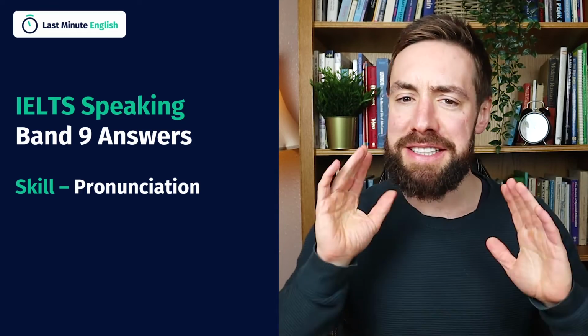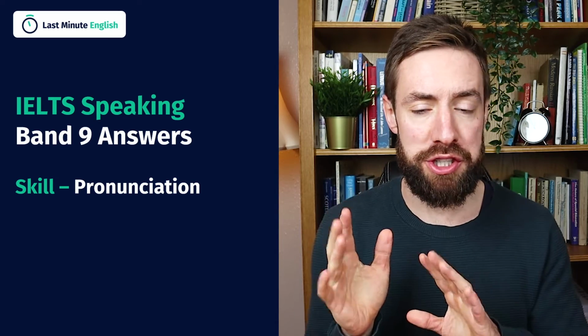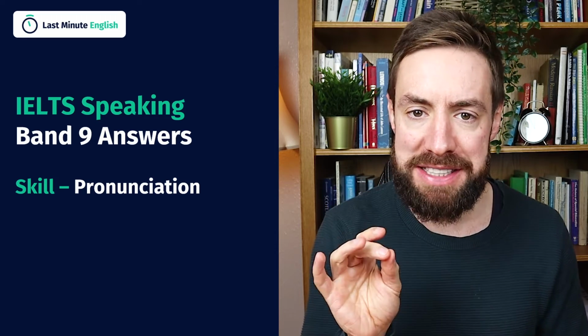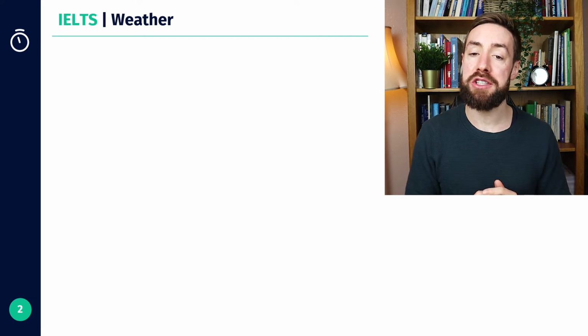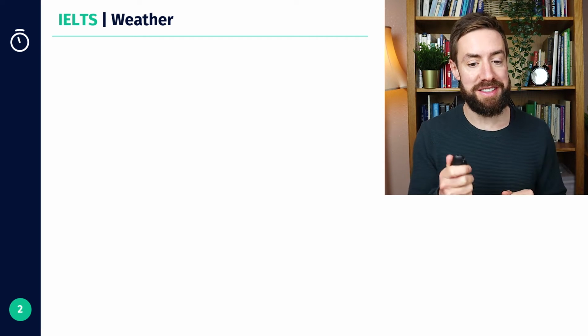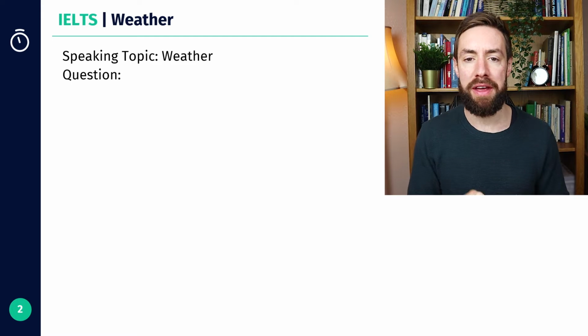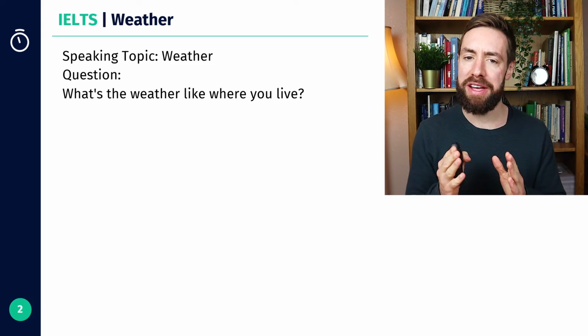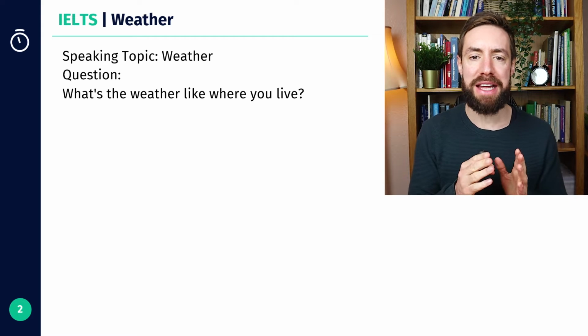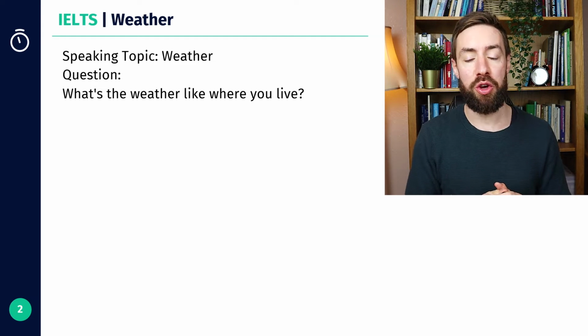Let's answer an IELTS speaking part 1 question, and I'll show you how to give a perfect Band 9 answer with British pronunciation. I'm Francis from Last Minute English, and we're going to take a look at the topic of weather. So, our speaking topic is weather. The question is this: what's the weather like where you live?